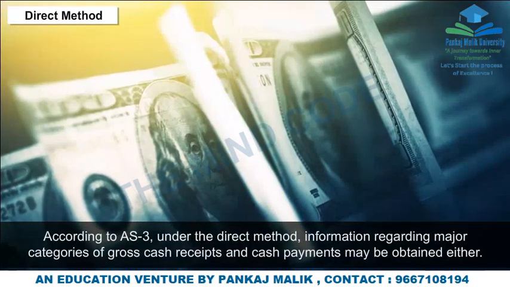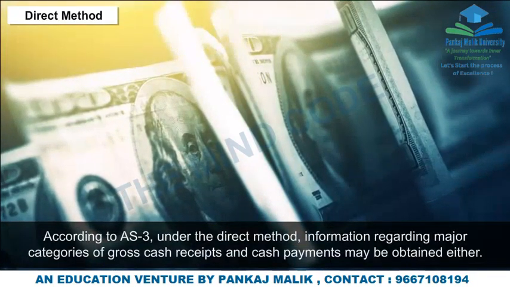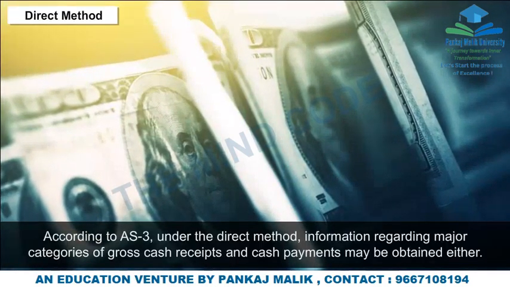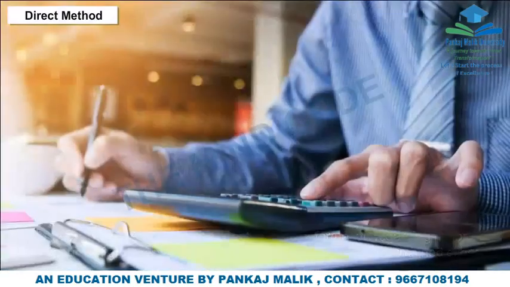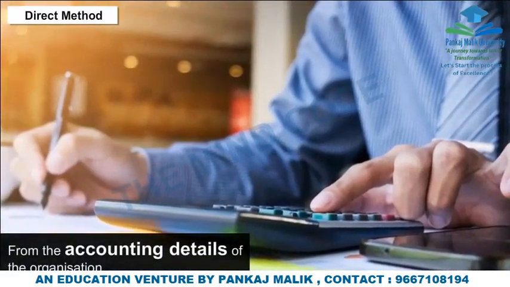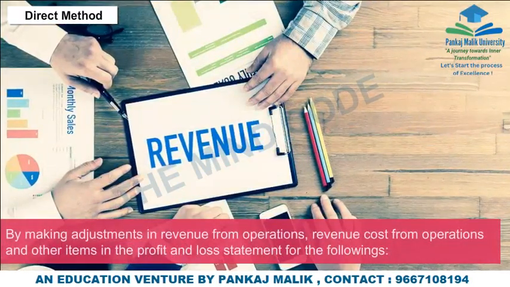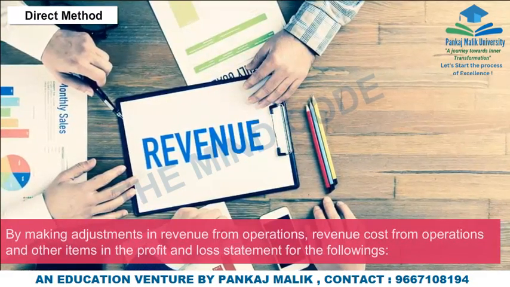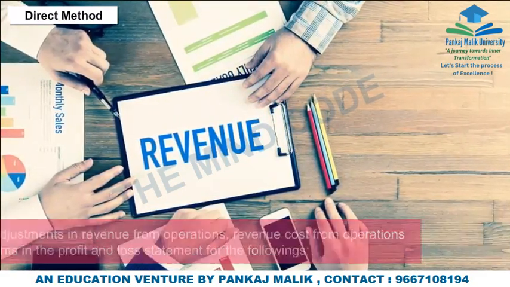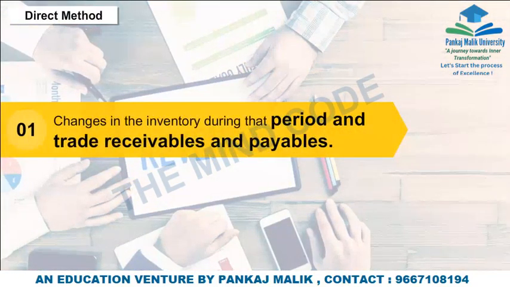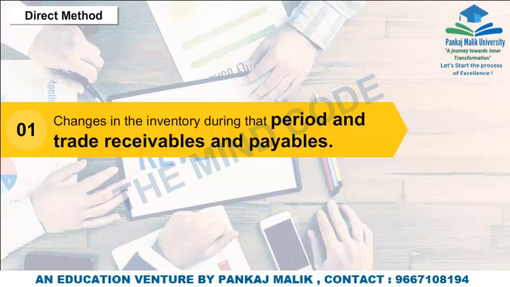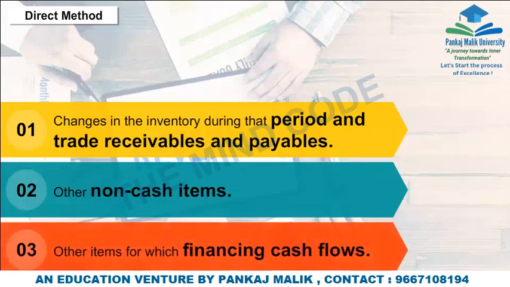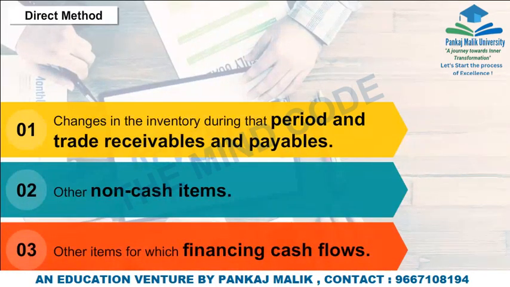According to AS3, under the direct method, information regarding major categories of gross cash receipts and cash payments may be obtained either from the accounting details of the organization, or by making adjustments in revenue from operations, cost of revenue from operations, and other items in the profit and loss statement for the following: 1. Changes in the inventory during that period and trade receivables and payables. 2. Other non-cash items. 3. Other items for which the cash flows are investing or financing.